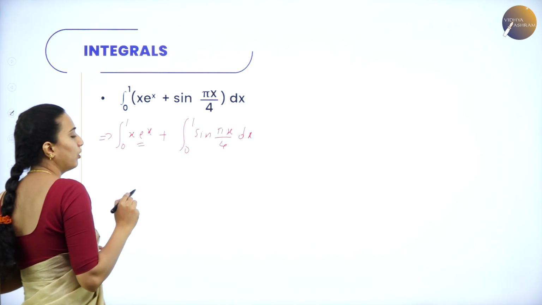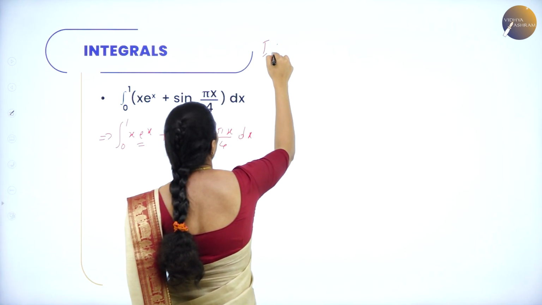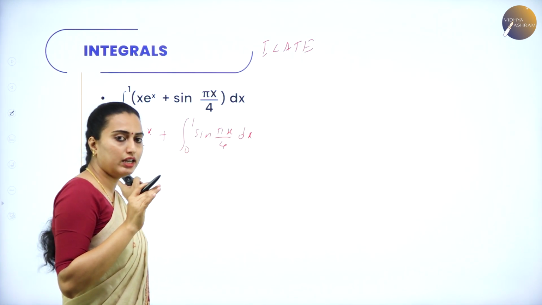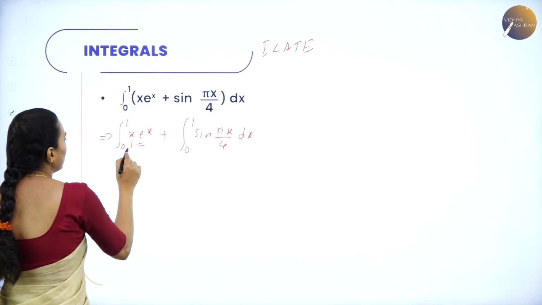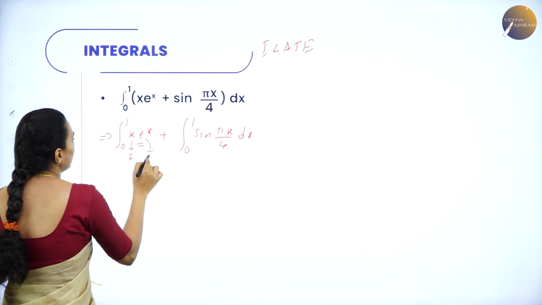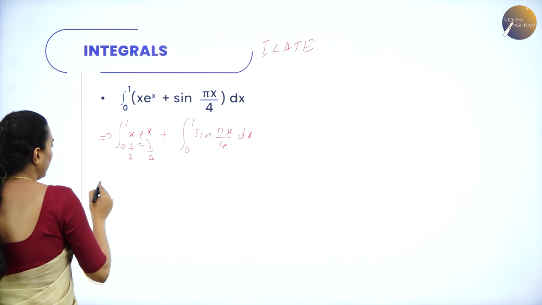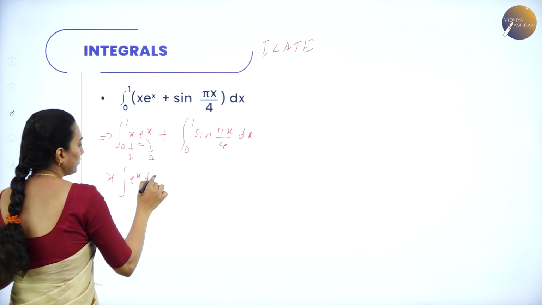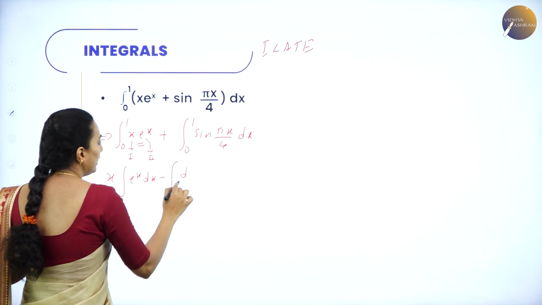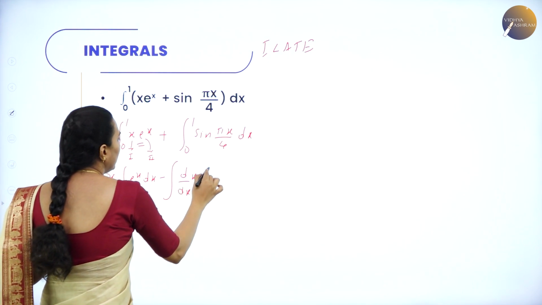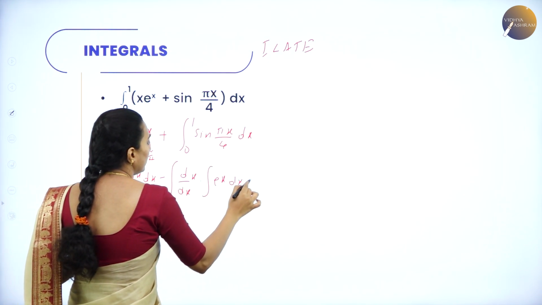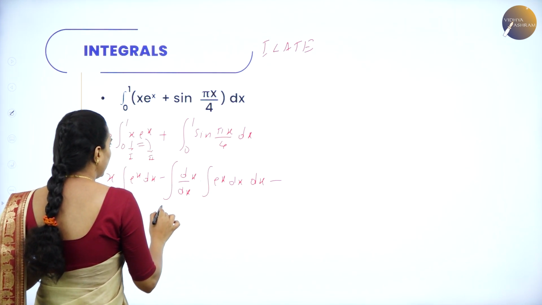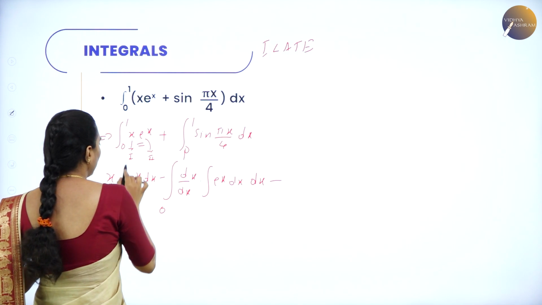So first function as what? According to the ILATE rule, right? According to the ILATE rule, the first function is algebraic and then exponential. So here the first function will be x and the second function will be e power x. So accordingly, you can have first function into integral of second function, minus integral of d by dx of first function into integral of second function dx, minus this. As it is I am writing here, all you are going to get it as 0 to 1 only, okay, 0 to 1.